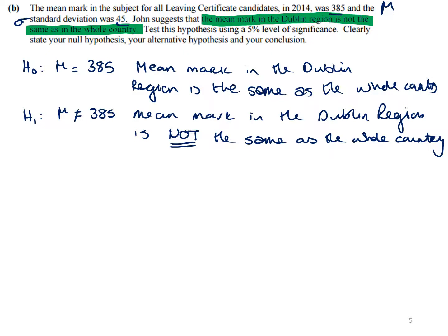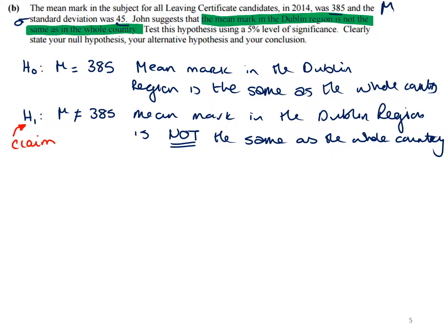So the claim is something different to your null and alternative hypothesis. Go back to what it says. John suggests, highlighted in green, that the mean mark in the Dublin region is not the same as the whole country. So I'm going to make a little note that this is my claim, and that helps me as I finish off my question. If I reject my null hypothesis, I'm effectively accepting my alternative hypothesis, which accepts the claim. If I accept the null hypothesis, I'm rejecting my alternative hypothesis, and so I'm rejecting that claim. It just helps to structure the question a little bit.